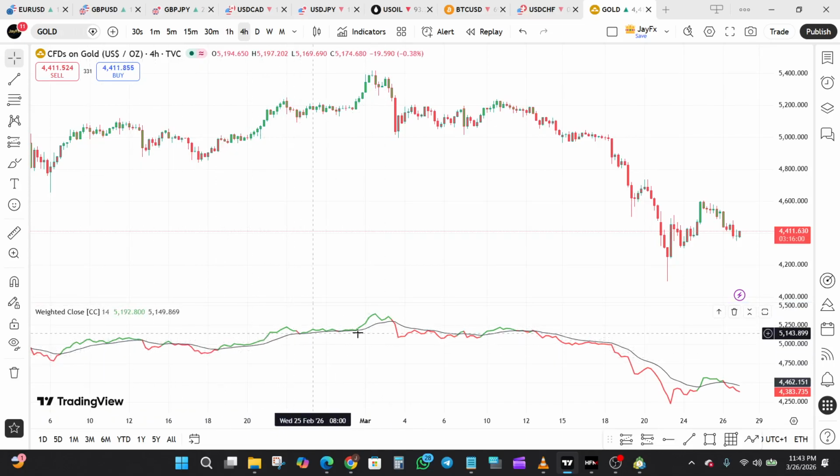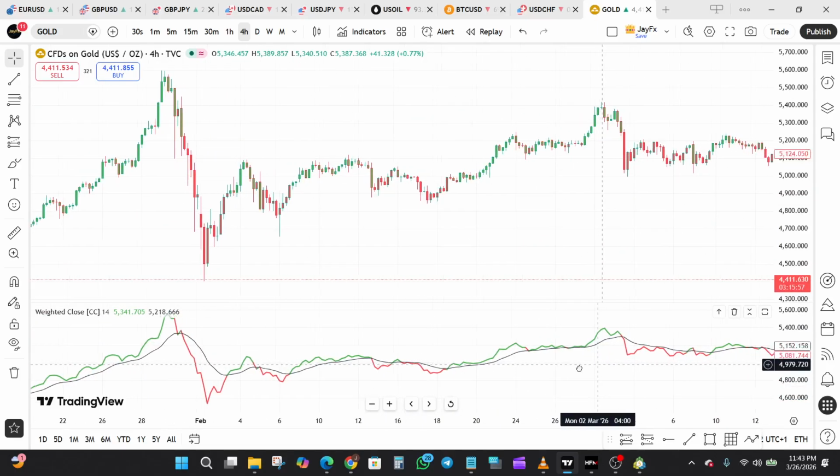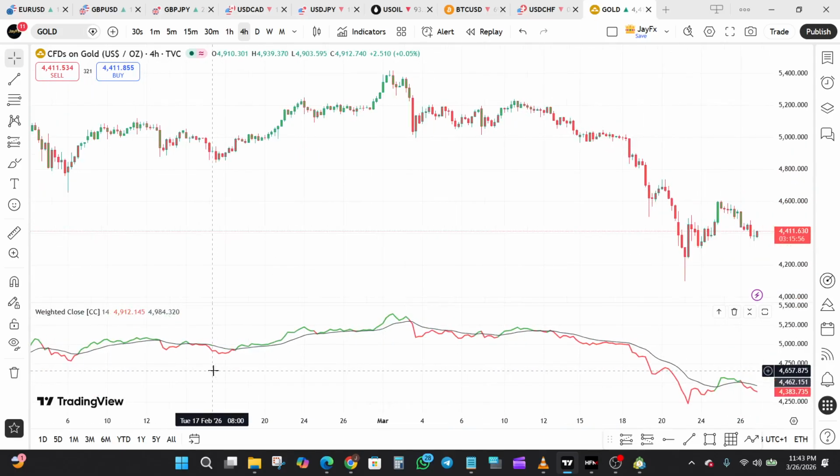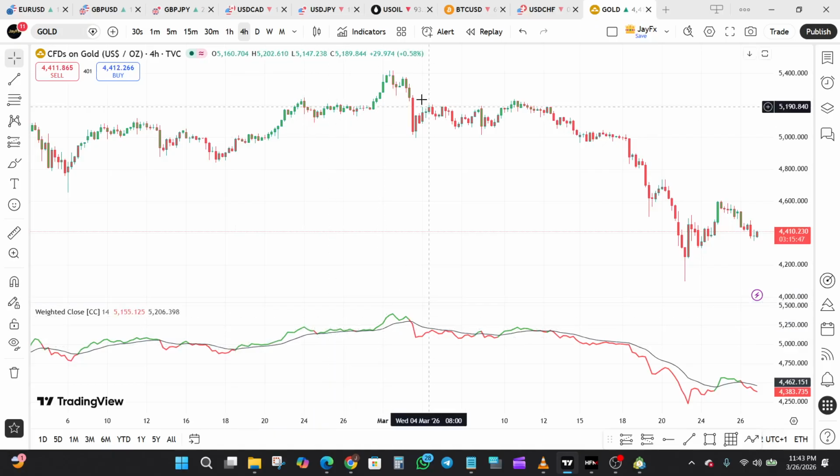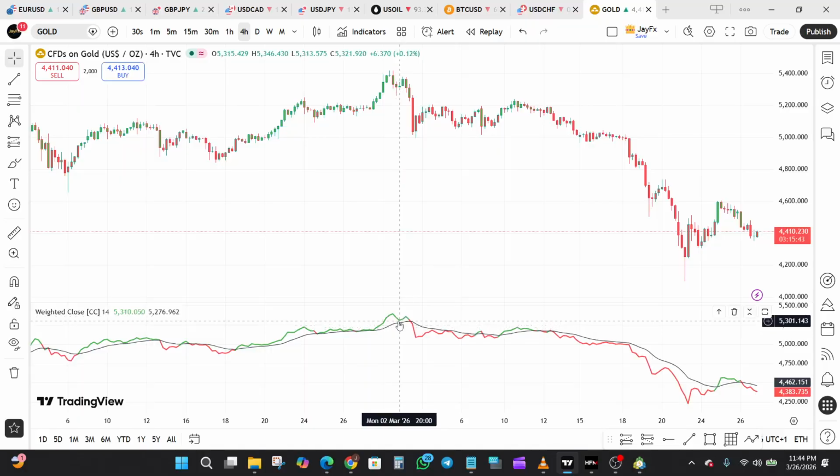The black line remains constant, right? When the momentum is bullish, the green line will cross above the black line. Then when the momentum turns bearish, the green line will cross below the black line and turn to red.